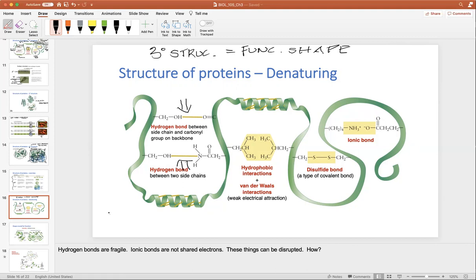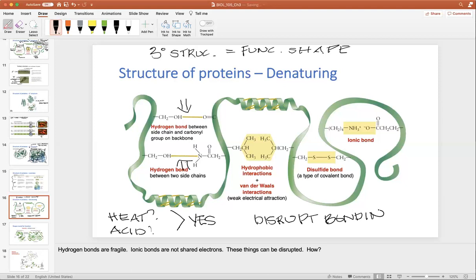Well, if you heat this thing up, what do you think is going to happen to some of these hydrogen bonds or ionic bonds, right? What if you added an acid which has a bunch of positive charges in it? Do you think that might mess up some of these interactions? And of course, the answer is yes. If you add heat, if you add acid, if you add bases, you can disrupt the bonding of the tertiary structure.